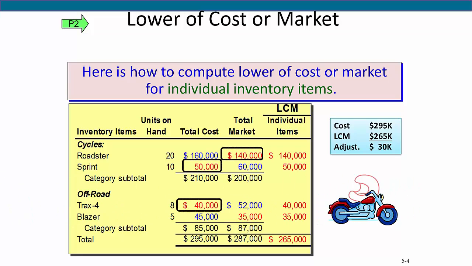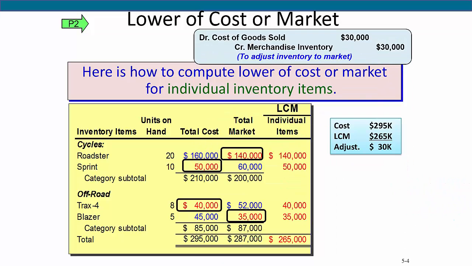First, identify the lower of cost or market for each product. For the Roadster, we would be selecting the market value of 140 because it is lower than the cost of 160. Continuing down the chart, we would select the lower of cost or market for each item in inventory. At the end, we would determine that our inventory should be $265,000, and we'd make a $30,000 adjustment to debit cost of goods sold and credit inventory to reduce our general ledger balance from $295,000 to $265,000.